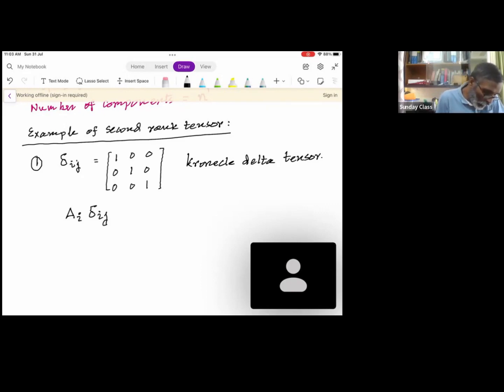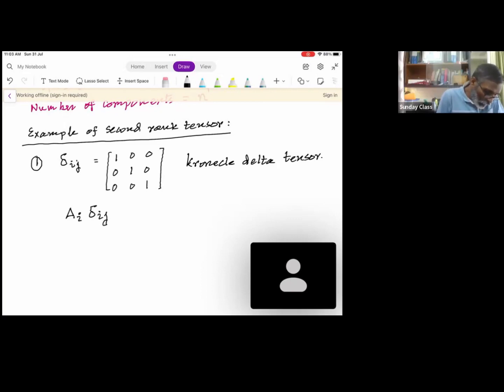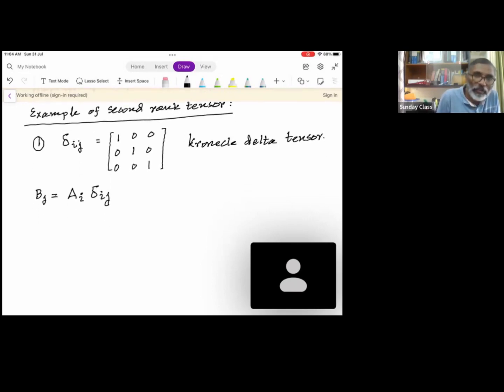So i is dummy means what? I must sum over i, right? Yes, sir. Sum over i. So suppose I fix j. Let me say this is equal to some bj. bj is equal to ai delta ij, because the number of free indices should be the same on either side of any equation. Here j is a free index on the right side, so there should be free index j on the left-hand side. So I will call it bj.